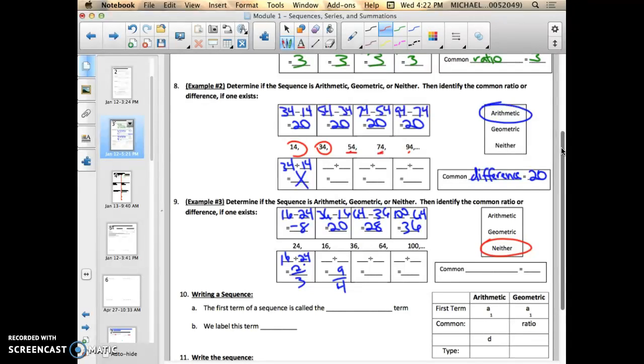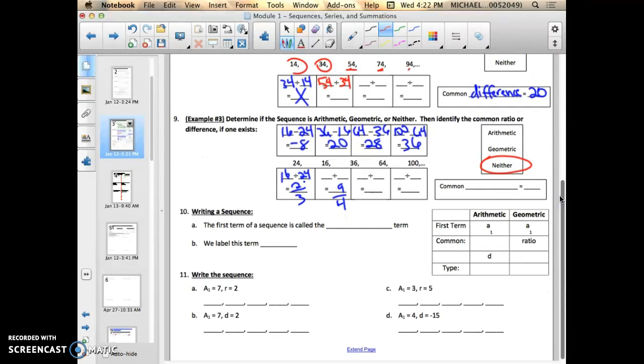Because I found that it was arithmetic, I didn't have to try geometric, but just to show you, there is no number 14 times the number to get to 34. It's not the same as 34 times that same number to get to 54. 34 divided by 14 is not the same as 54 divided by 34. You can check it if you want. But I found the common difference is 20.